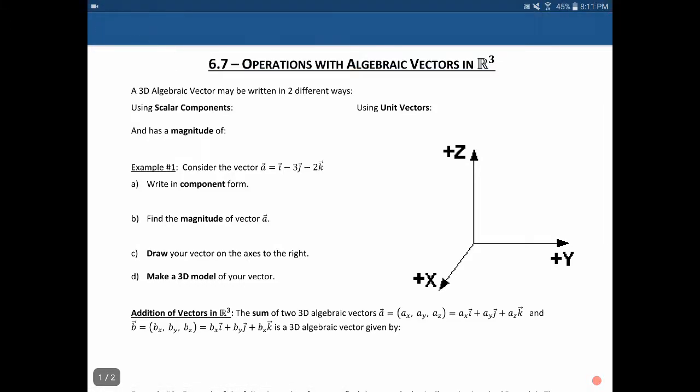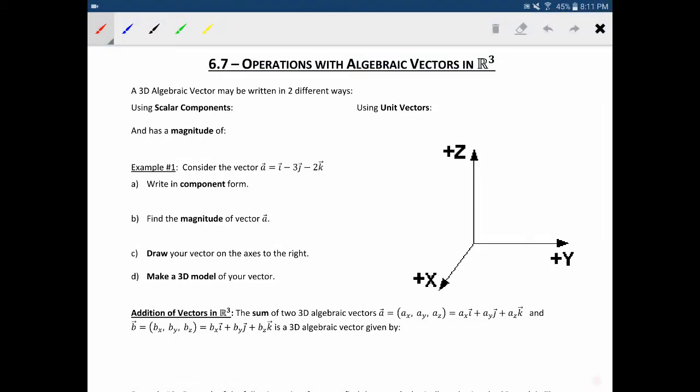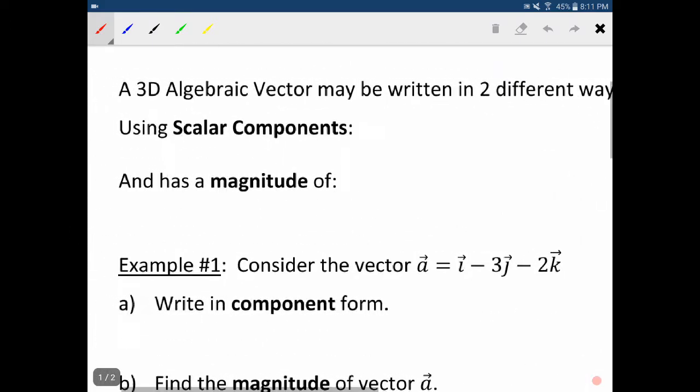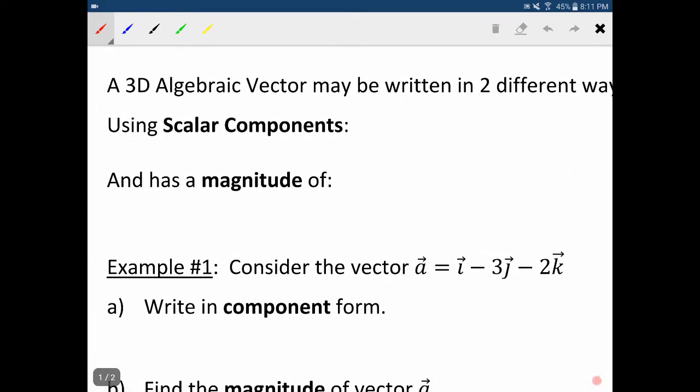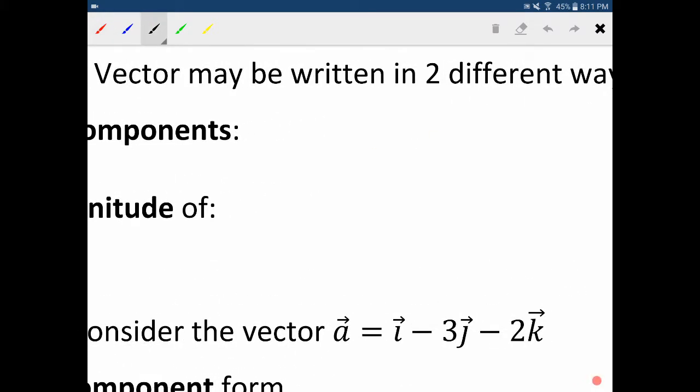Hey guys, today we're going to take a look at operations with algebraic vectors in R3. First of all, we've discussed this previously, but remember we can denote these vectors using scalar components. So we could write vector v as vx, vy, vz, where we're giving these components.